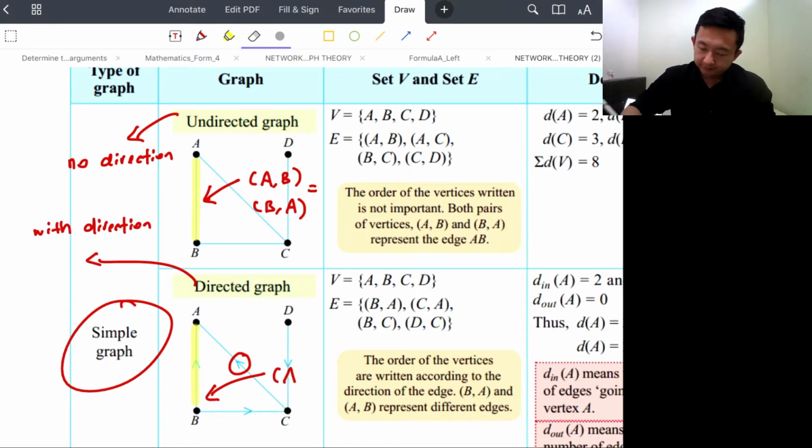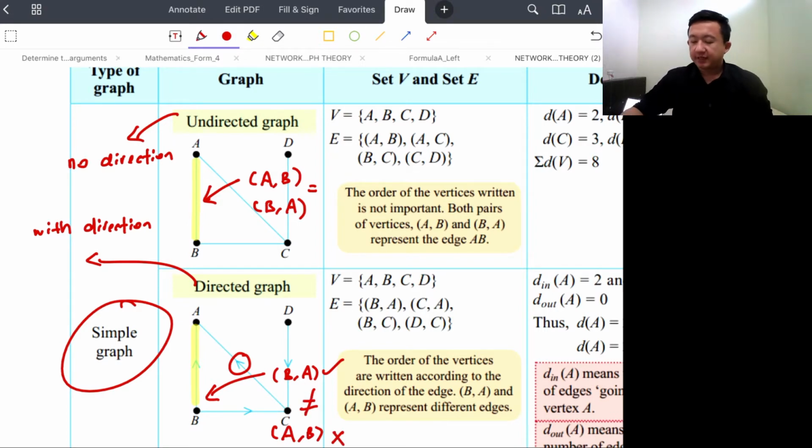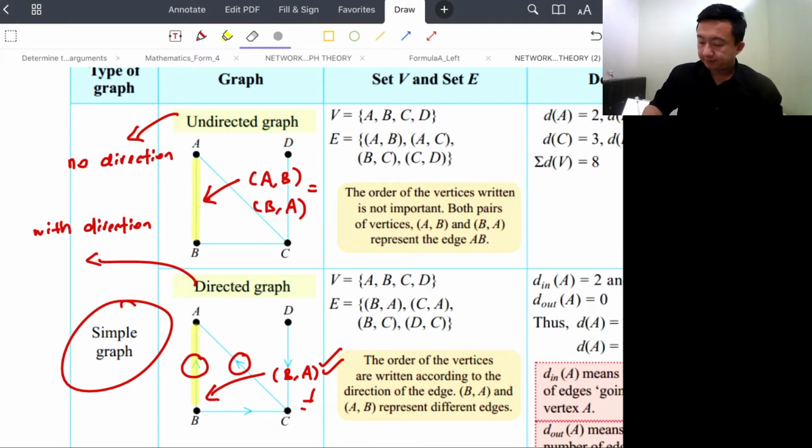You can only call it BA, but not AB. BA will not be the same as AB. In this case, order is important, because when you look at the arrow, it is from B to A, so you go for BA, but not AB. So this is the first thing you have to remember: the order and the name of the edge.